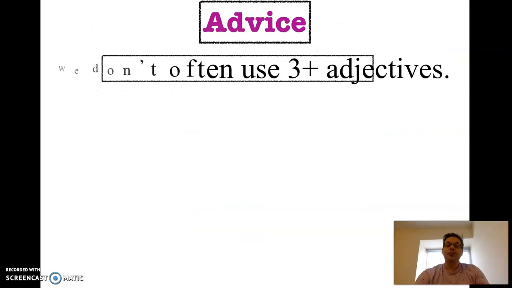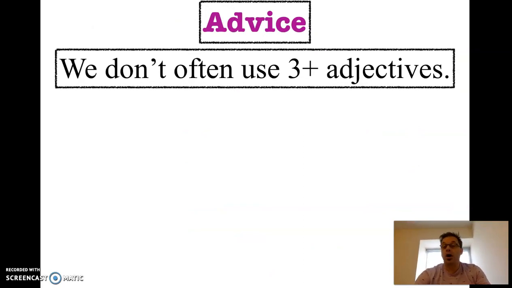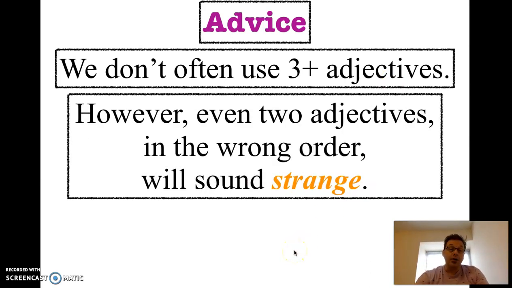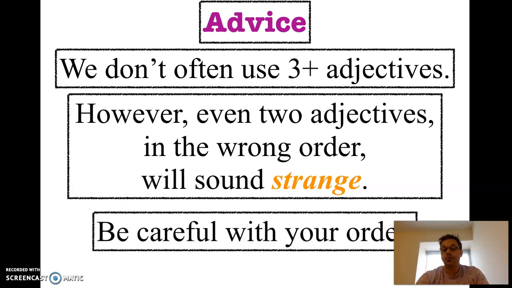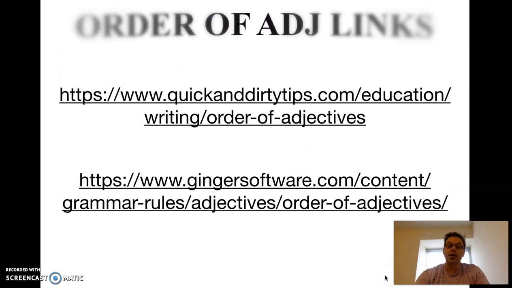How about some advice? Well, typically we don't often use 3 or more adjectives. That is very, very unusual to do. Mostly we use 1 or 2 adjectives. However, even 2 adjectives in the wrong order will sound strange. So the order of adjectives is important even if you're only using 2 like we normally do. Be careful with your order of adjectives.